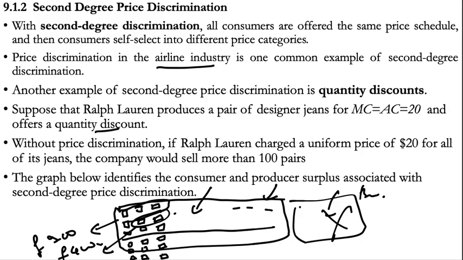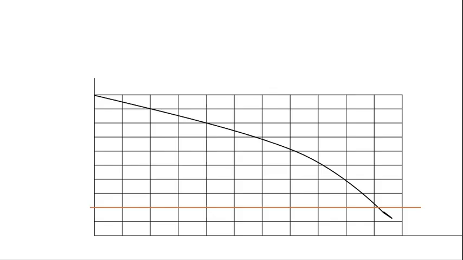So let's say without price discrimination, if Ralph Lauren charges a uniform price of 20 for all of its jeans, then the company would sell more than 100 pairs, for instance. So this is not price discrimination because everybody pays the same price. And Ralph Lauren charges a price exactly equivalent to MC. So you could expect you can sell more than 100 pairs. Alright, but then let's say we're going to use this graph. Let's say the cost we already know, marginal cost is equivalent to AC equivalent to 20 per unit.